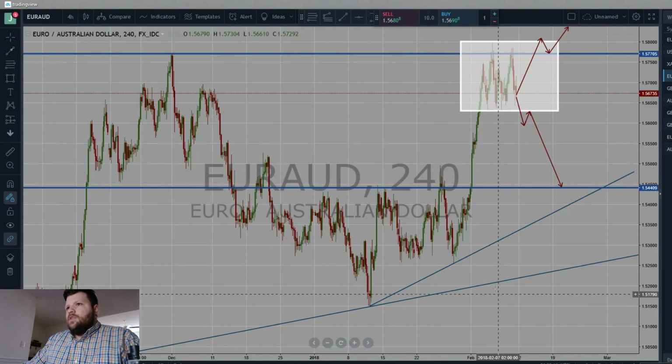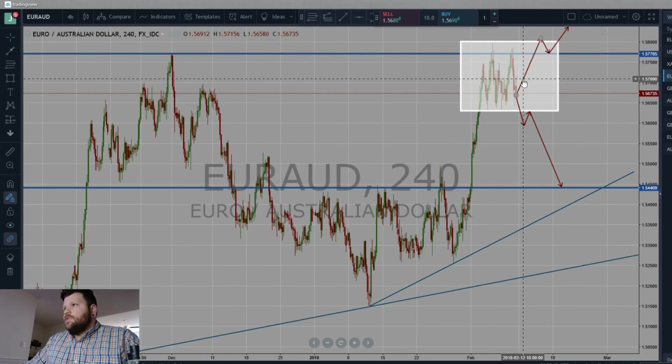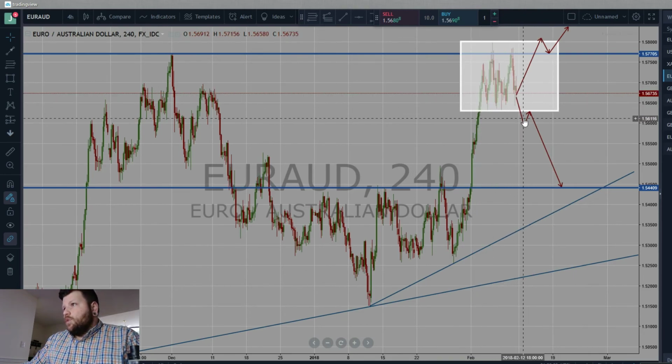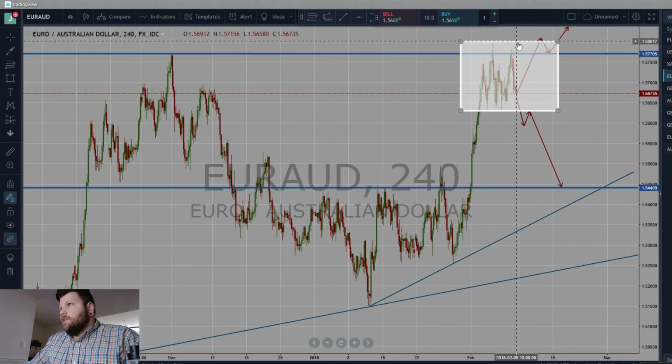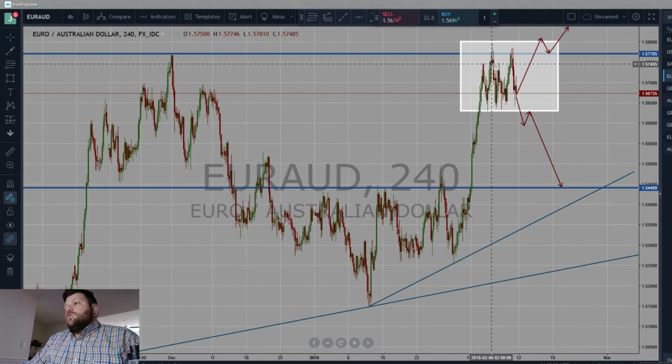Next up is EurAud, the 4-hour time frame, and we do have this consolidation box that I have drawn right here because price has been consolidating inside of here. So what I tend to do in situations like this is I just wait for a breakout of this box. If it breaks to the upside, there is this previous market structure over here. We should see a breakout of the box, a retest of market structure, and then going up.